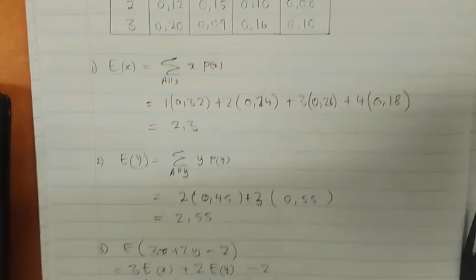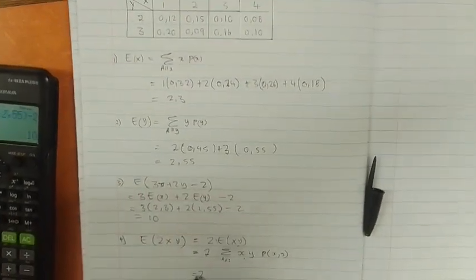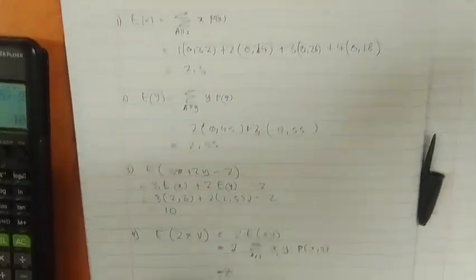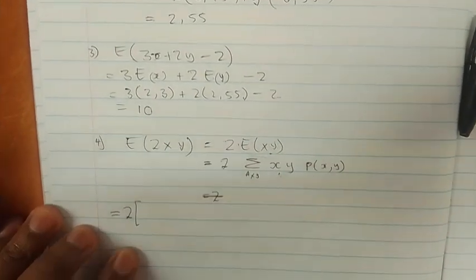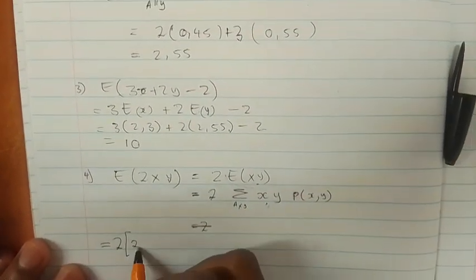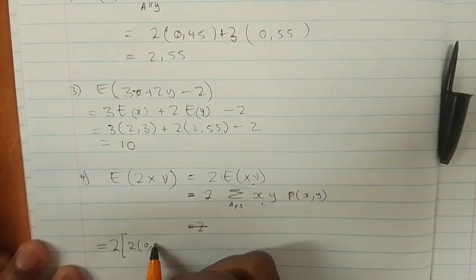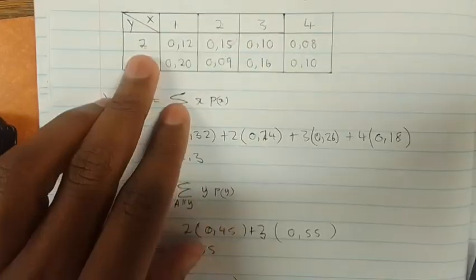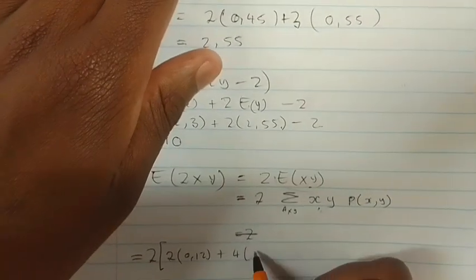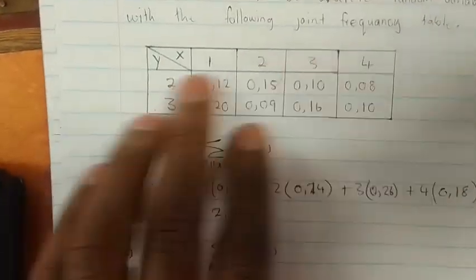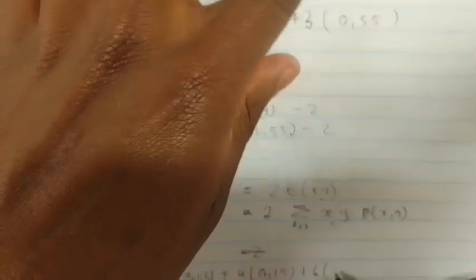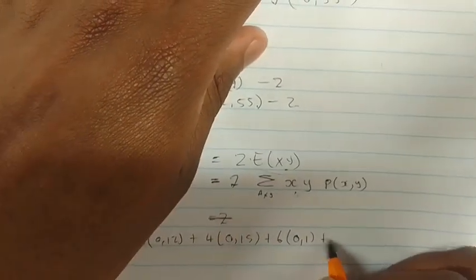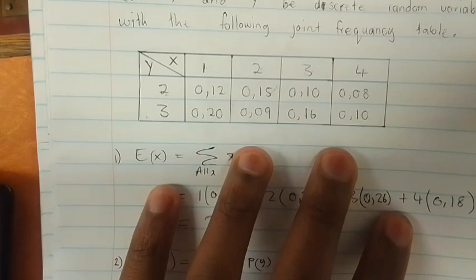Now let's do that. It's going to take a lot of space, so I'm just going to shift this equal sign into somewhere here so that we can start. So 2 times 1 is 2. We multiply that with 0.12, plus 2 times 2 is 4. We multiply that with 0.15, plus 3 times 2, that's 6. We multiply that with 0.1, plus 4 times 2 is 8.